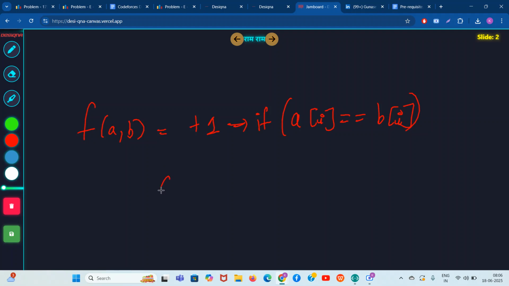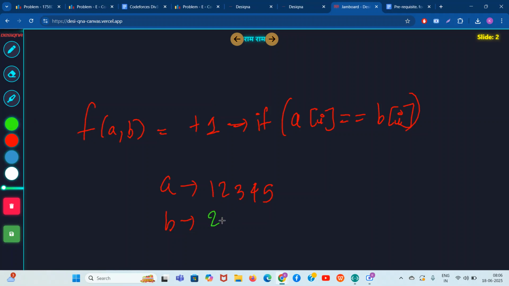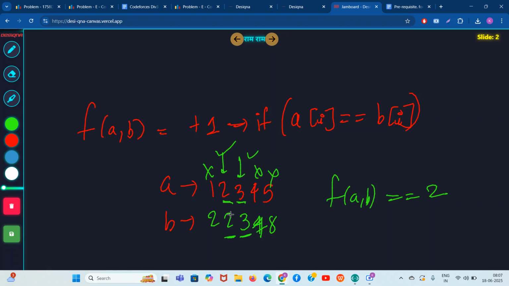So if a is like this, 1 2 3 4 5, and b is like this, 2 2 3 7 8, then what will be f of a comma b? F of a comma b will be 2. Why? See, this index is matching, here also 2, here also 2. This index is matching, here also 3, here also 3. Rest of the indices are not matching. So the number of indices directly matching, there are two indices. So f of a comma b will be 2.